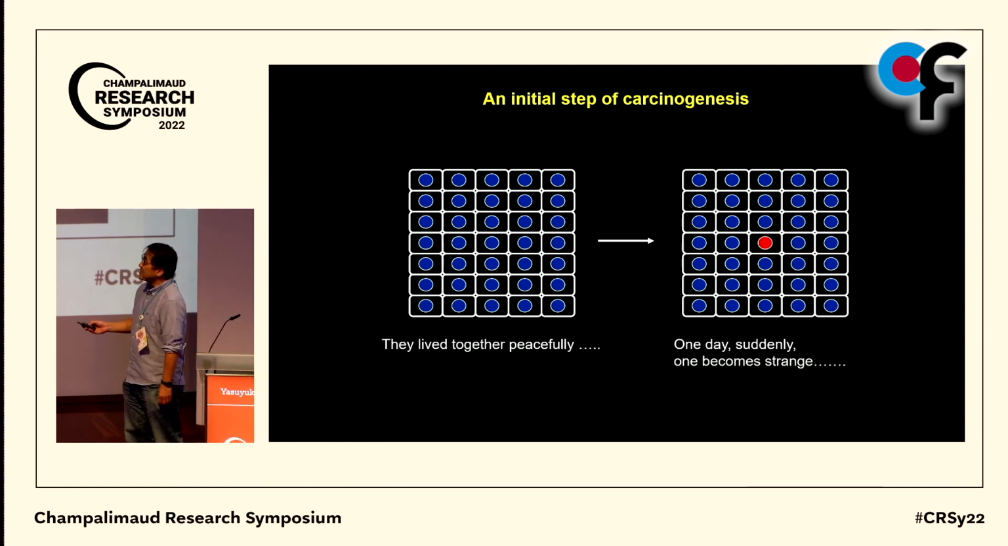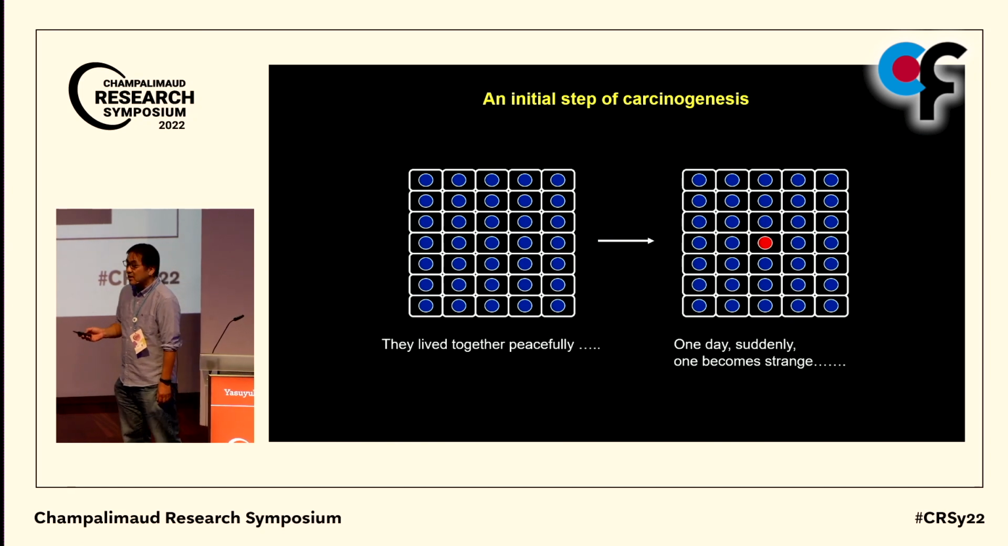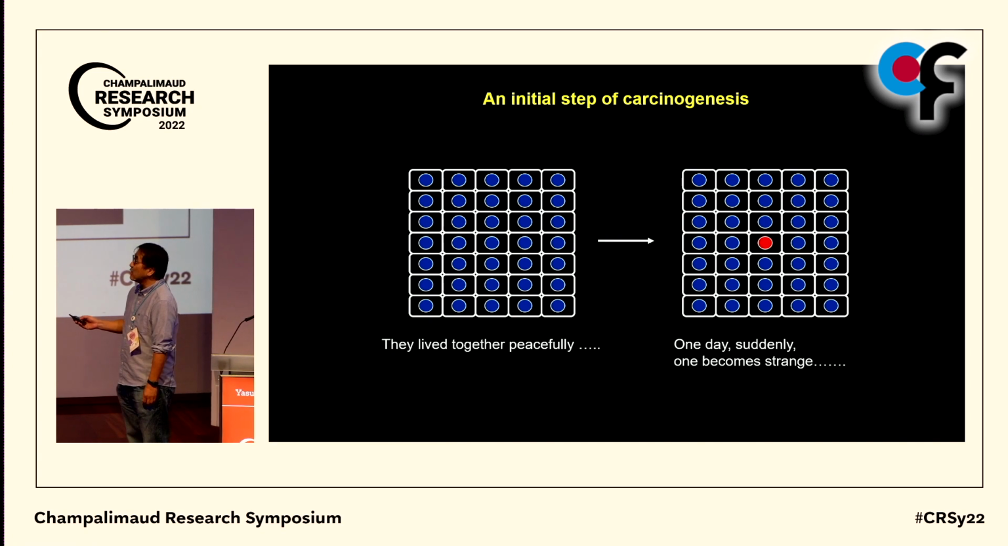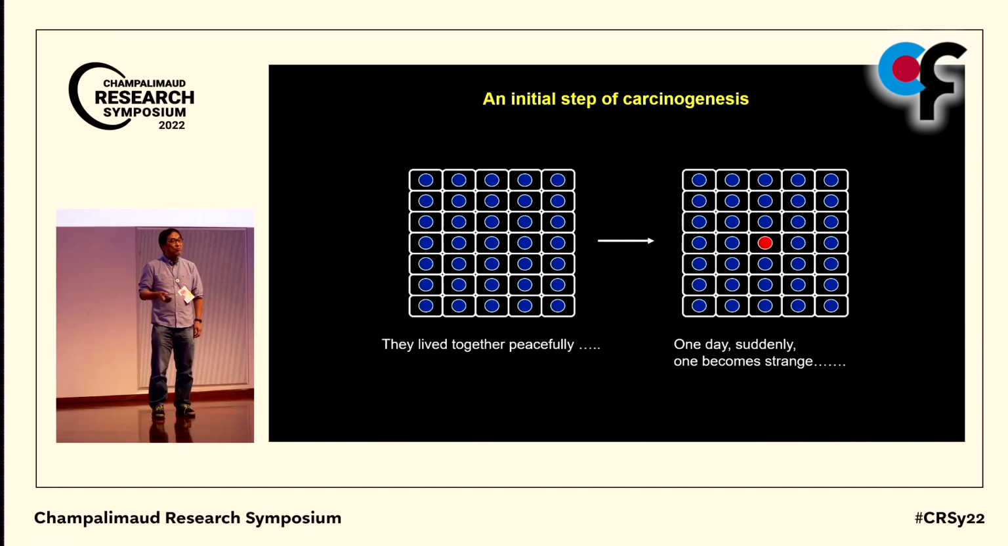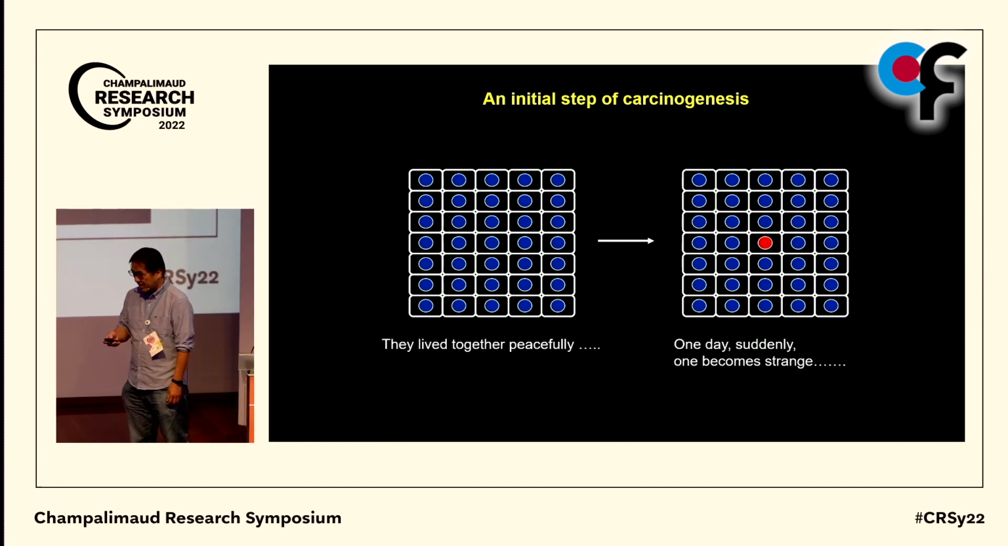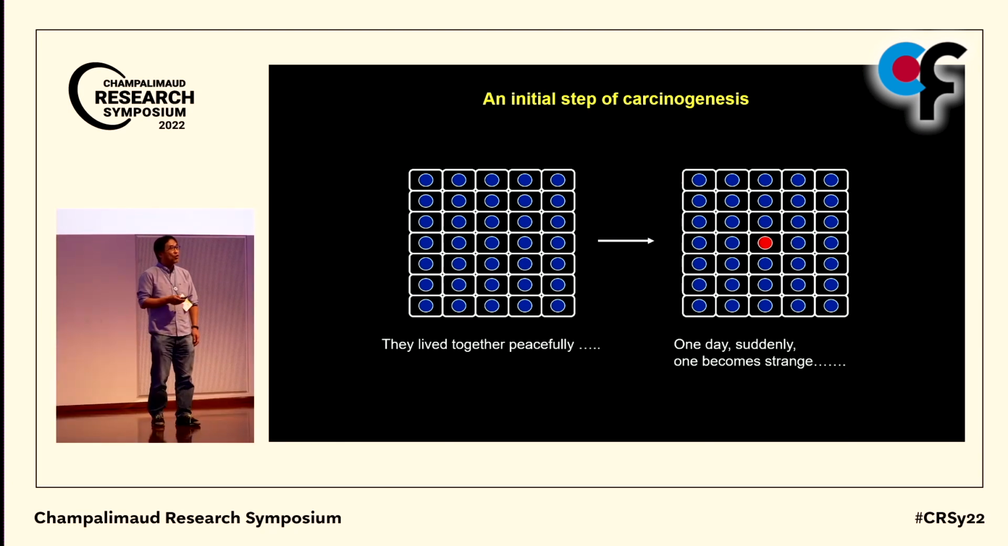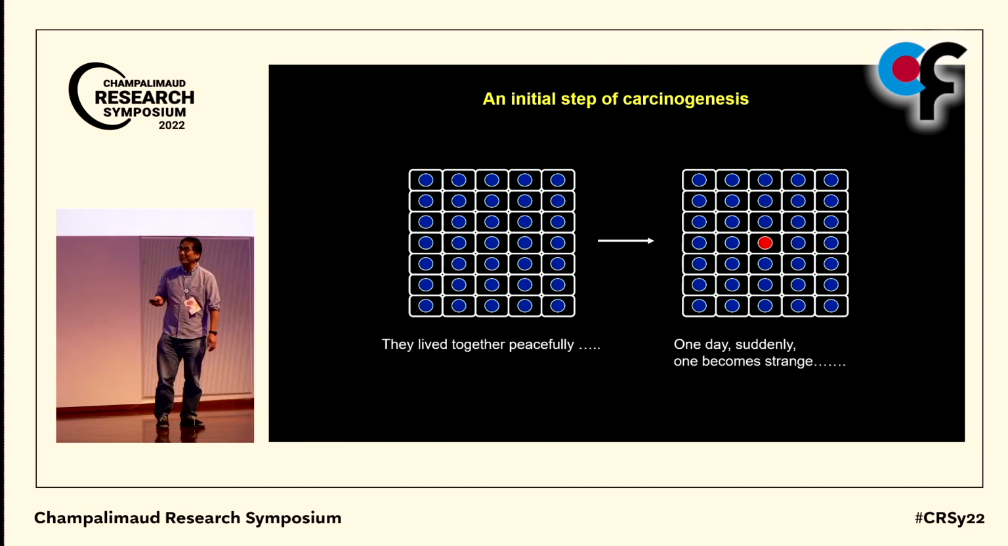In a steady state in epithelial tissues, each epithelial cell is connected via tight cell-cell contacts to form monolayered or multilayered epithelium. And in this community, they somehow communicate with each other via cell-cell contacts or soluble ligands. So they know how to behave properly in their own community. So they live together peacefully and happily.